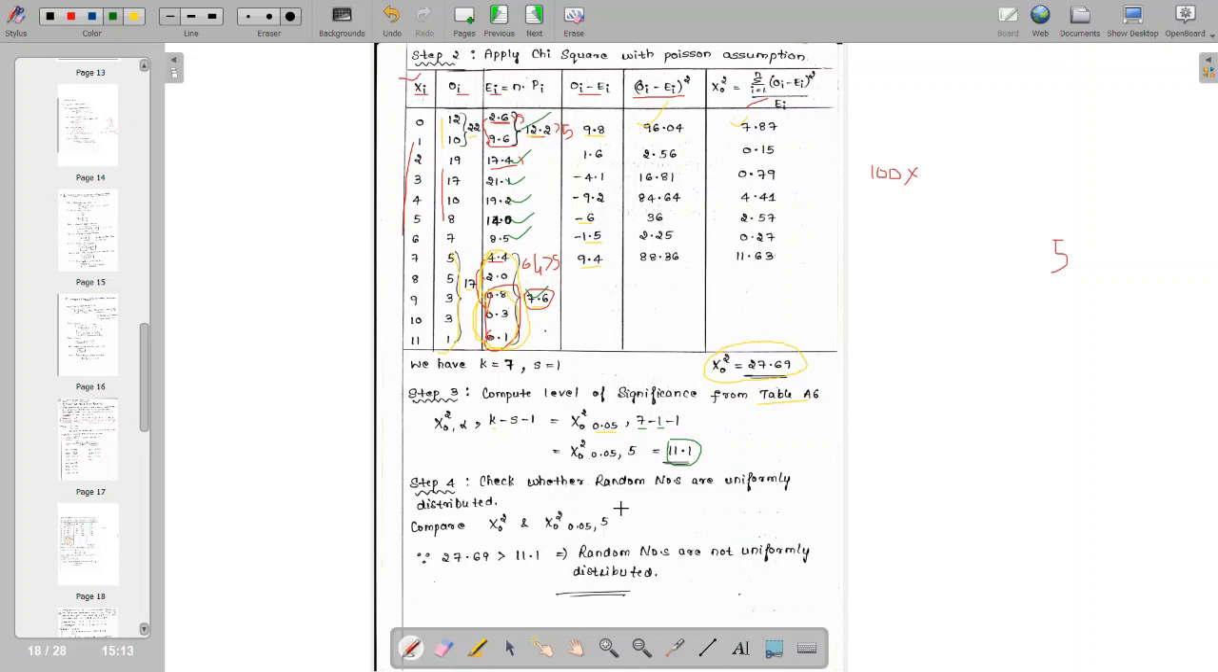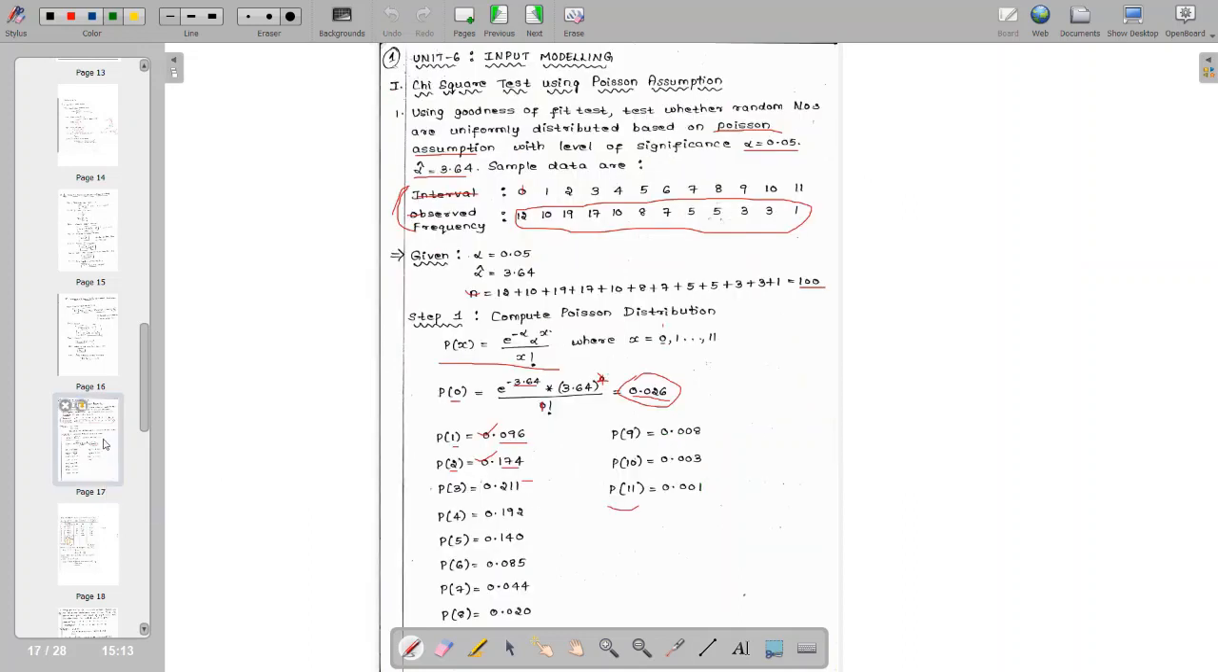Then check whether the random numbers are uniformly distributed or not. That is, chi-square naught should be less than or equal to the critical value from the table. The chi-square test value I got is 27.69 and the critical value from the table is 11.1. Is 27.69 less than or equal to 11.1? No. So rejected. The random numbers are not uniformly distributed. So this is the first problem.